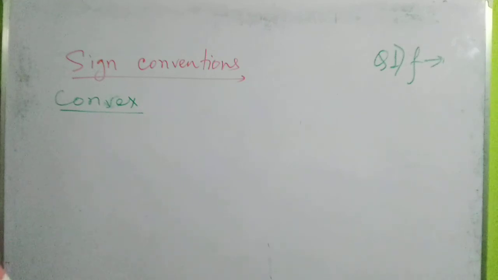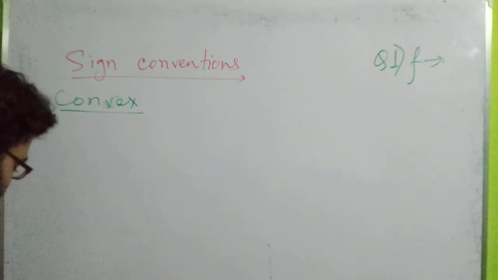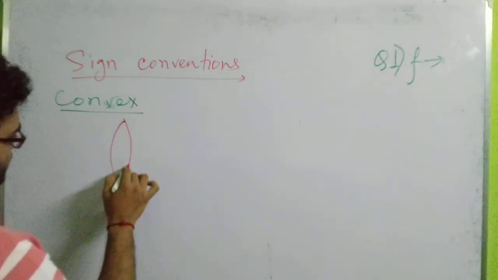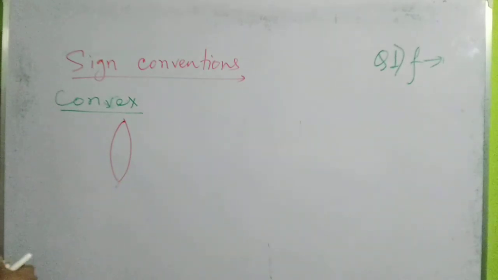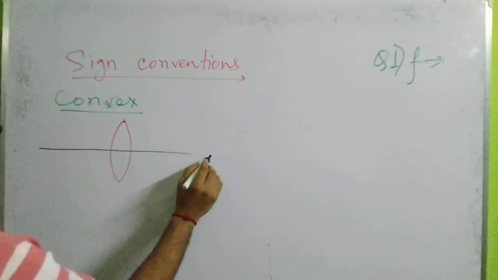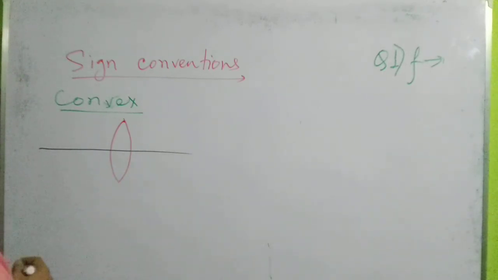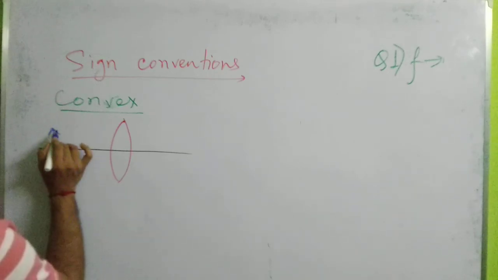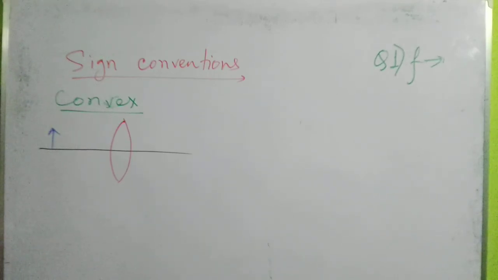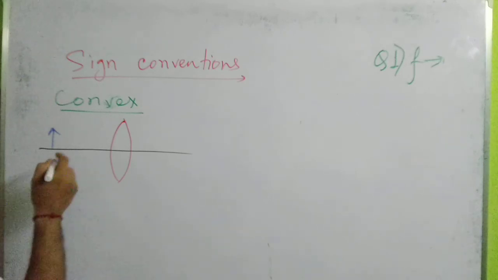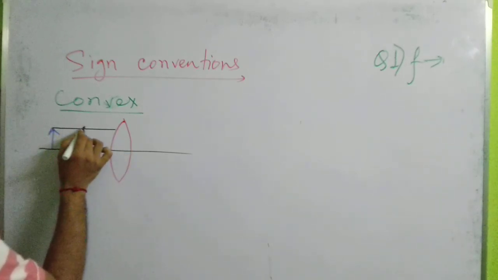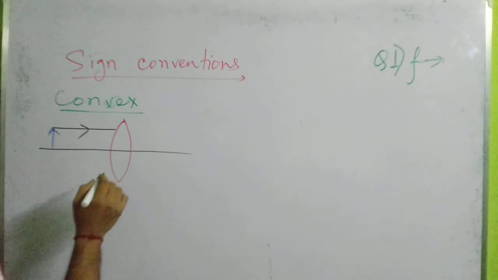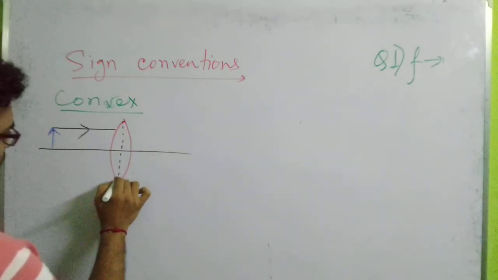Now, if I just draw a convex lens, this is a convex lens, and the principal axis will be passing through its middle. If I keep an object on the left side of the lens like this, whatever its position may be, the incident light ray goes in this direction, isn't it? Now this is the optical center of the lens.